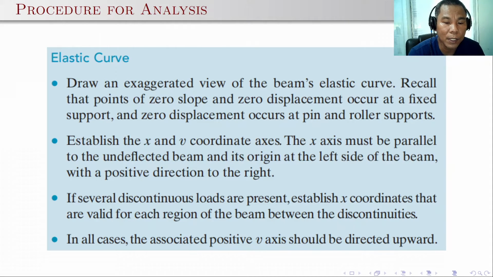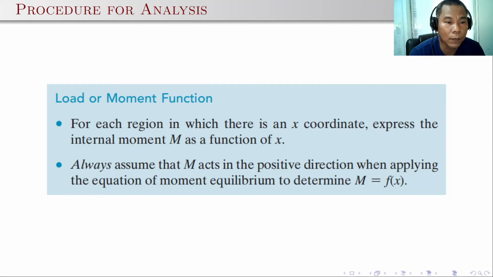If several discontinuous loads are present, establish x coordinates that are valid for each region of the beam between the discontinuities. In all cases, the associated positive v-axis should be directed upward. For the load or moment function, for each region in which there is an x coordinate, express the internal moment M as a function of x. Always assume that M acts in the positive direction when applying the equation of moment equilibrium to determine M as a function of x.